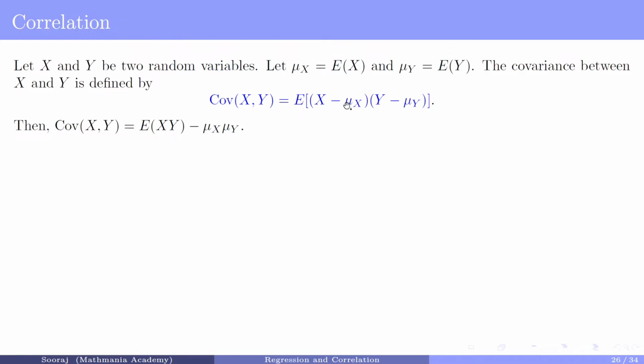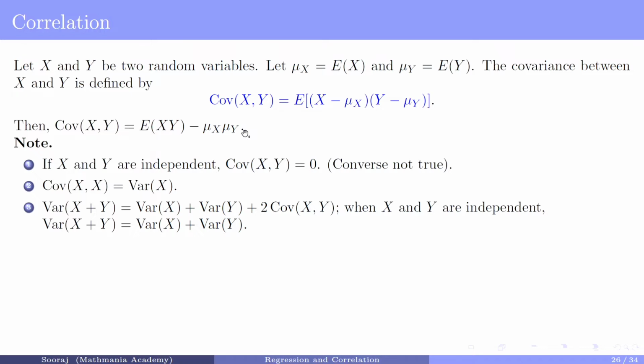When we multiply them out and use the properties of expectation, we see that the covariance of x and y is the expectation of xy minus mu x mu y. Okay, and here there are some notes to be remarked.